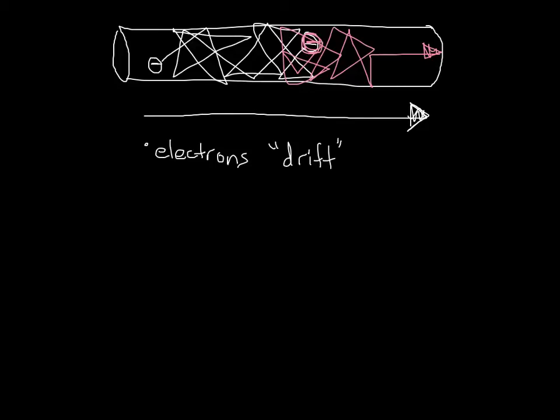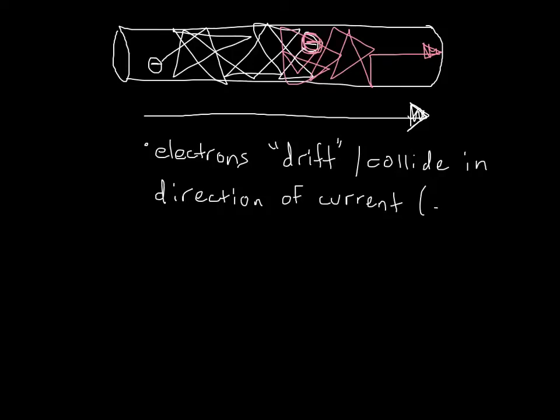So these electrons drift and collide in the direction of the current. You can read about this in your textbook. It's something called the drift velocity.